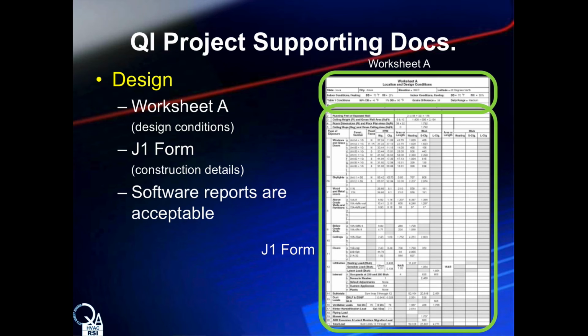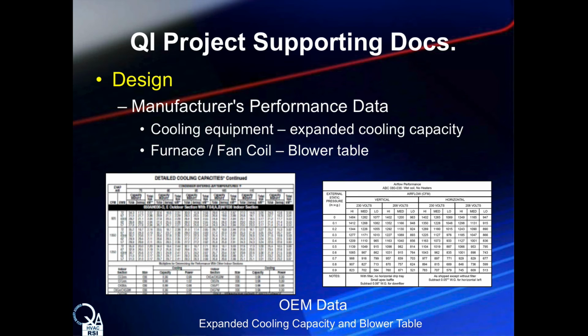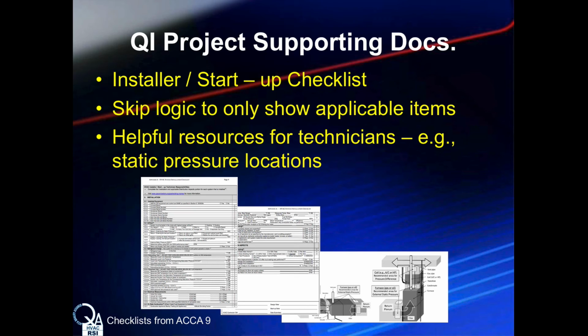Most software vendors that offer ACCA-approved Manual J calculations have reports that contain this information either in the format shown or a slightly different format. The reports in different formats are acceptable. Additionally, for air conditioners and heat pumps, please submit the manufacturer's expanded cooling performance data for the selected equipment. For all forced air systems, the blower table for the furnace or fan coil or package unit must also be submitted. For technicians, the app includes key elements so important steps are not missed.